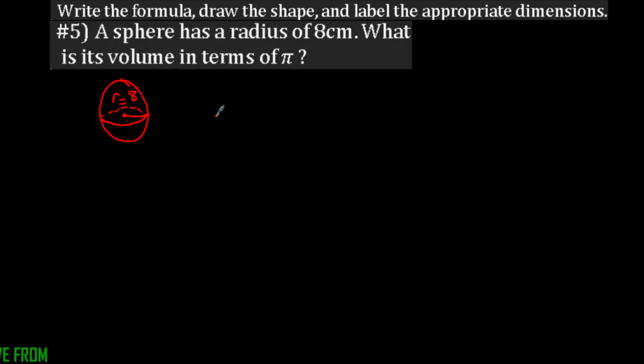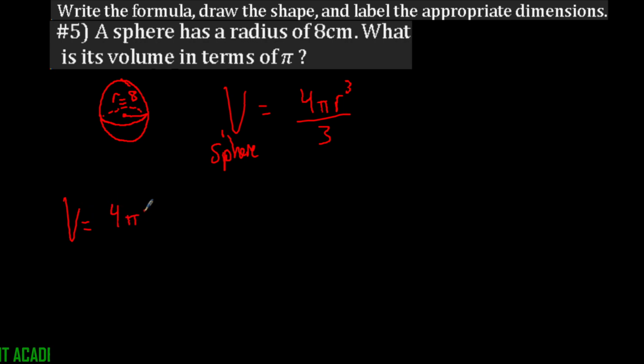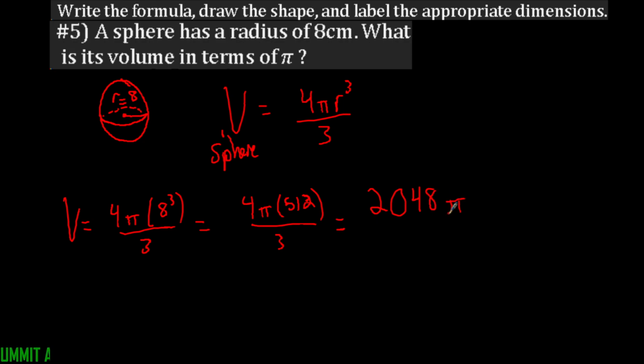And that volume formula for the sphere is V equals 4 times pi times the radius to the third power, divided by 3. So make sure you've seen how that formula works. And so what we can do is plug in our values. Volume equals 4 times pi times 8 to the third power divided by 3, which when I simplify is 4 times pi times 512 divided by 3, which is equal to 2048 times pi over 3.